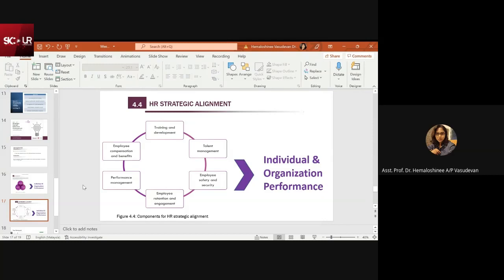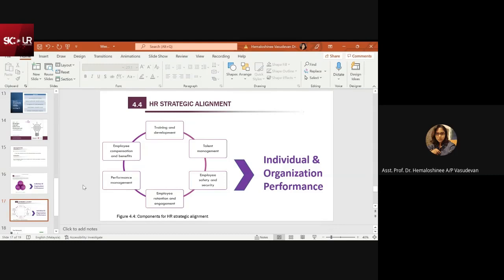Any of you can't understand this part? Do you have any questions to ask about the HR alignment? Do you have any questions? Students, do you have any questions for this part? Can you understand why HR is focusing on training and development? Yes, miss.